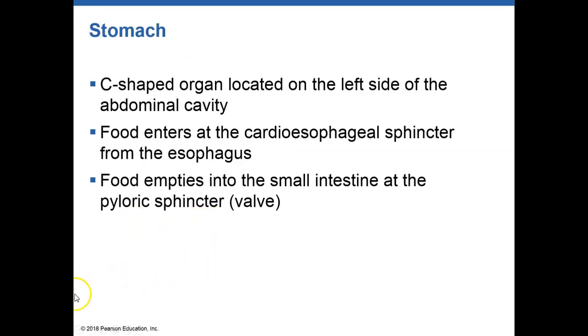Hold on one moment. I want to see how many more slides before I finish this lecture portion. I'm going to finish this lecture talking about the stomach, and then we'll get into our second lecture with the small intestines.